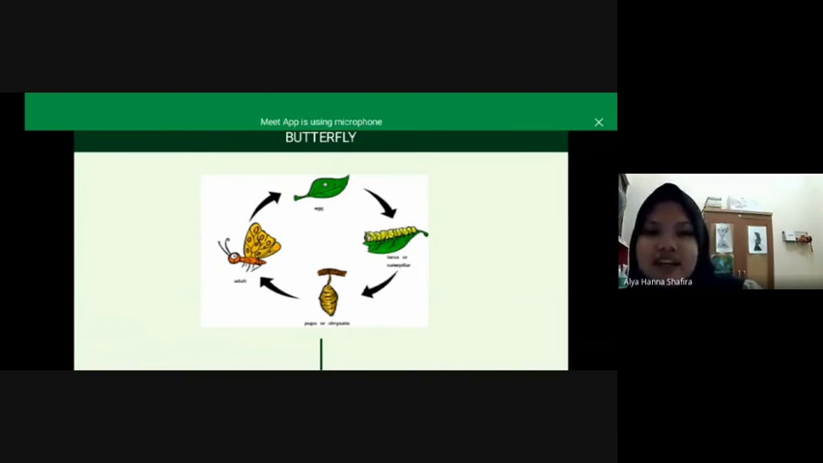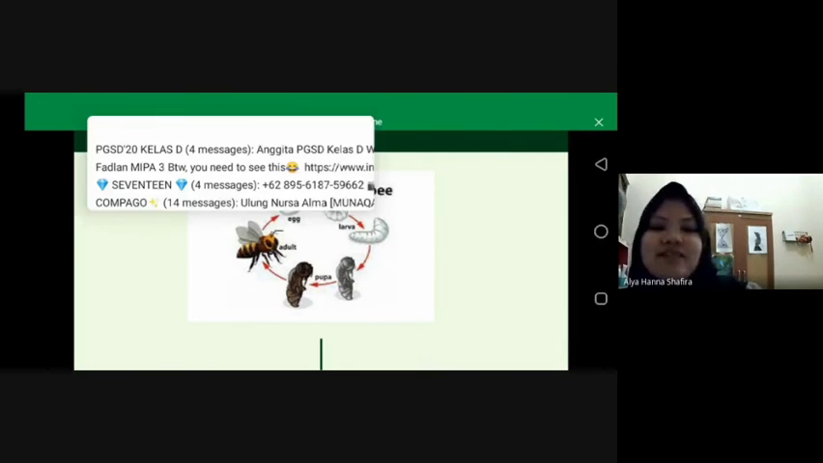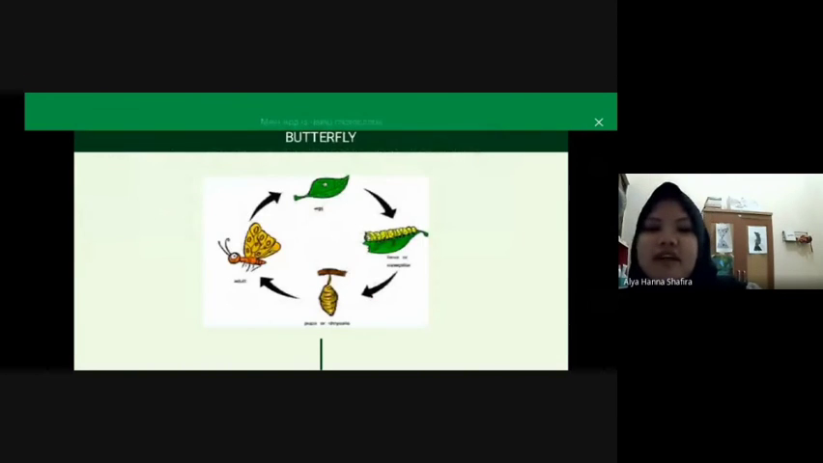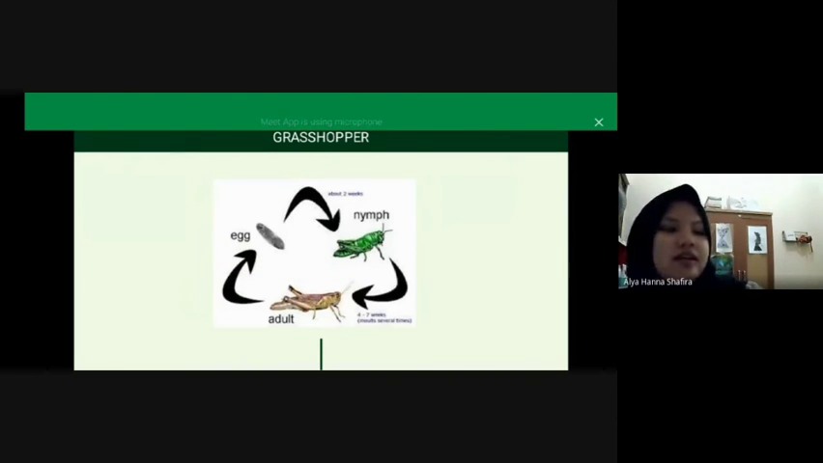And then this is the answer for butterfly, and Ainun answered it correctly. From eggs to larva, and then become a pupa and a butterfly. And after that is honeybee. Halim also answered it correctly. From egg, larva, pupa, and become an adult honeybee. And the last is grasshopper. Raras also answered it correctly. From egg to nymph or young grasshopper and then become an adult grasshopper.